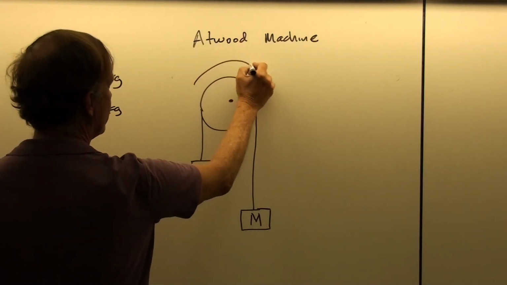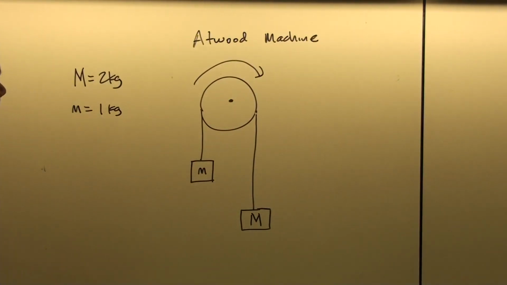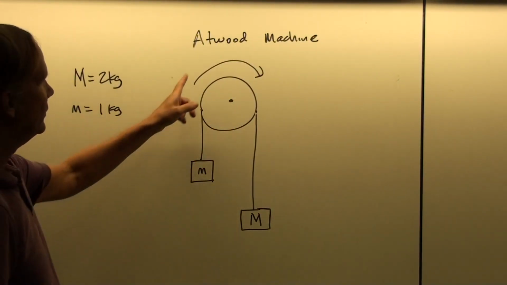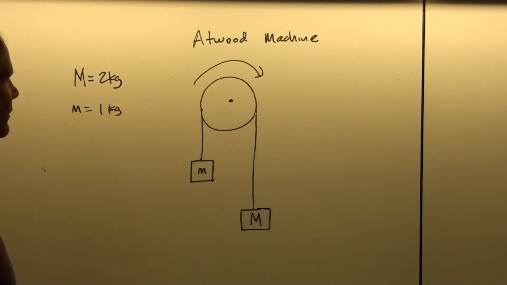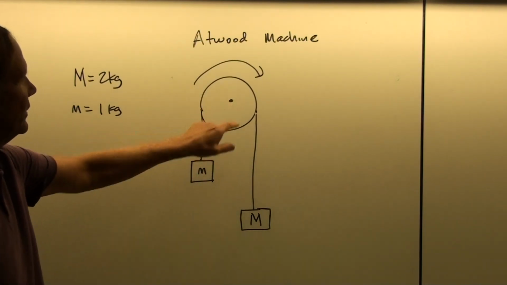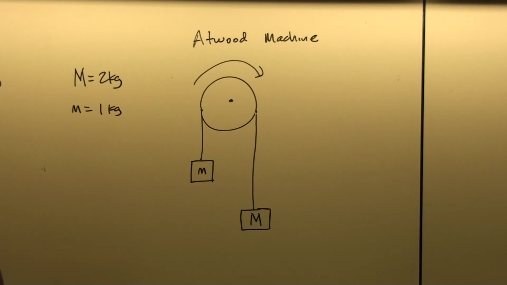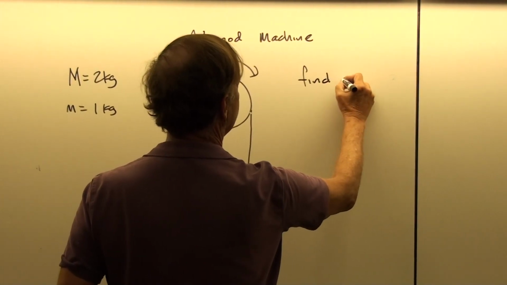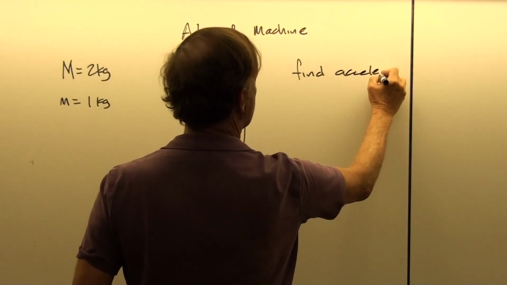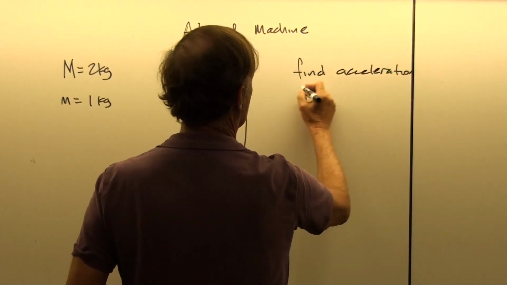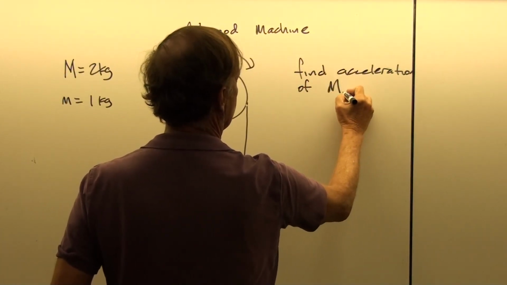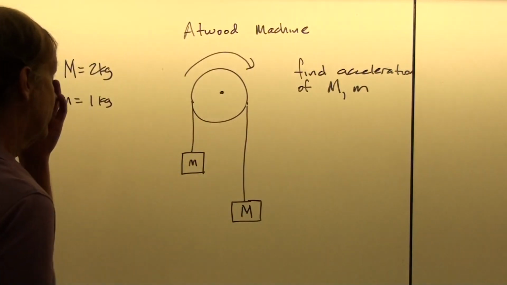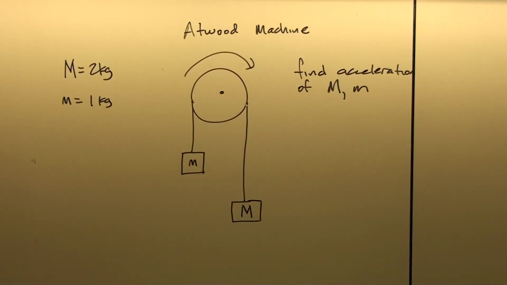So that you have a pretty good idea which way this system is going to go under the influence of gravity and a stationary pulley, which is being held in place there by this nail. For this problem, let's find the acceleration of m1 and m2, or big M and little m, as I've labeled them here. Okay, so how do we do this problem?